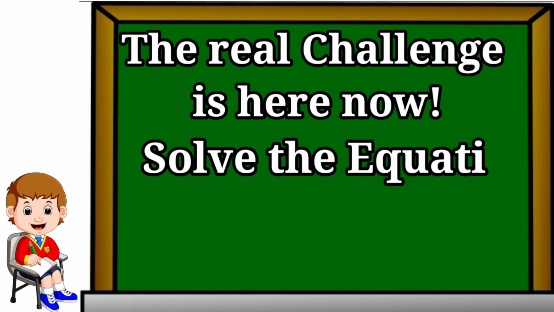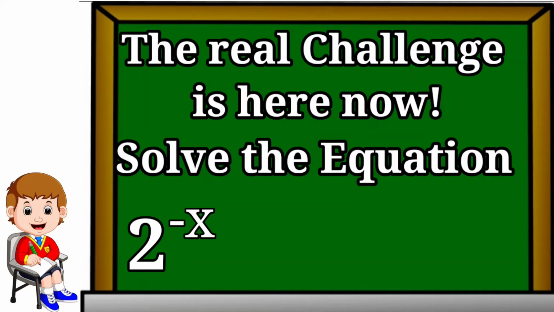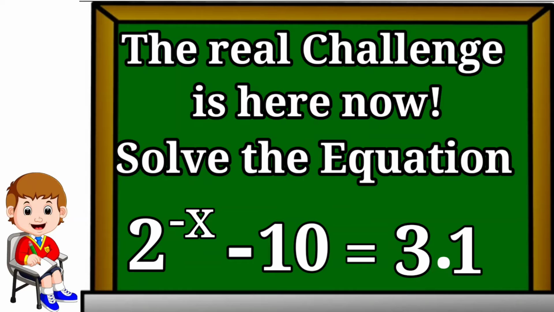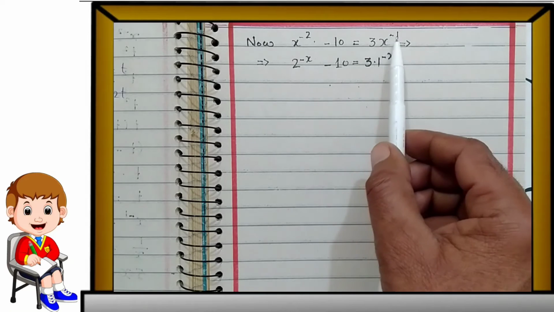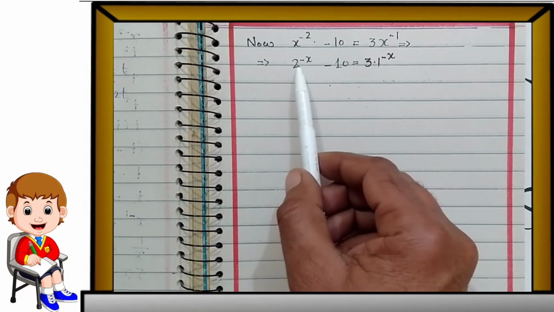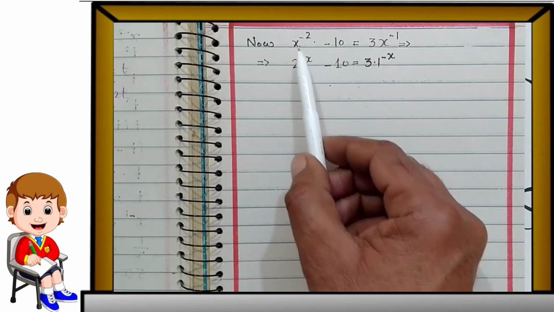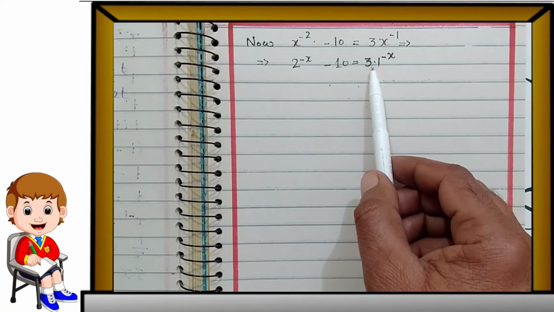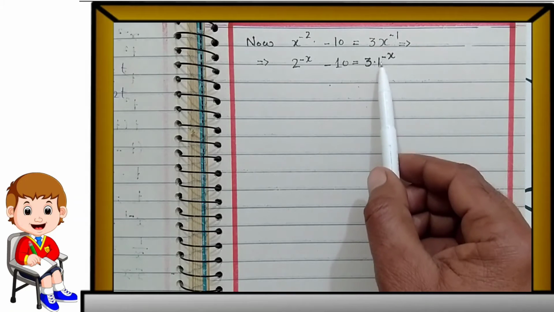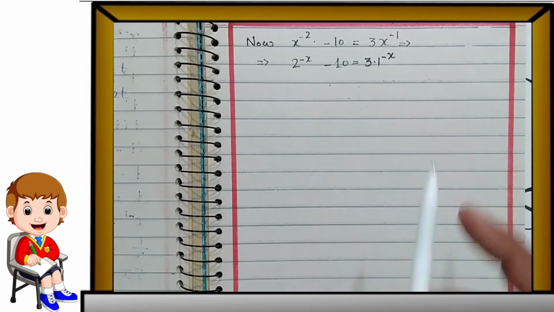Now the real challenge is here. Solve the equation given as 2 raised to minus x, minus 10, is equal to 3 dot 1 raised to minus x. Now we reverse the base and exponent, exponent as base and base as exponent: 2 raised to minus x, minus 10, is equal to 3 dot 1 raised to minus x.